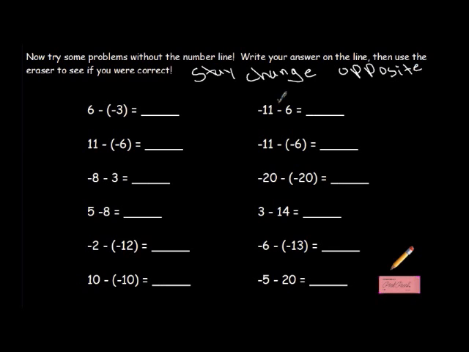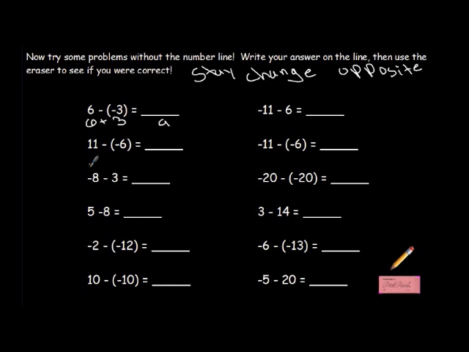So what that means is the first number stays the same. I'm going to change my minus to a plus, and then I'm going to take the opposite of the second number, because I think it's a lot easier to add than it is to subtract. So I'm going to go 6, so stay. I'm going to change my minus to a plus, and I'm going to take the opposite of negative 3, so that's 3. So 6 plus 3 is 9.